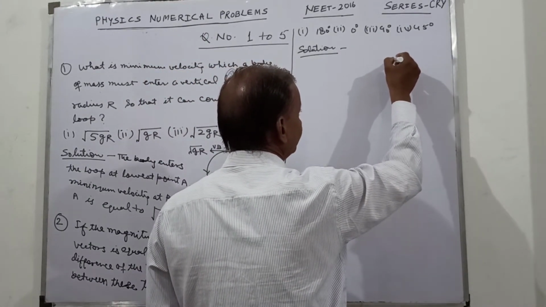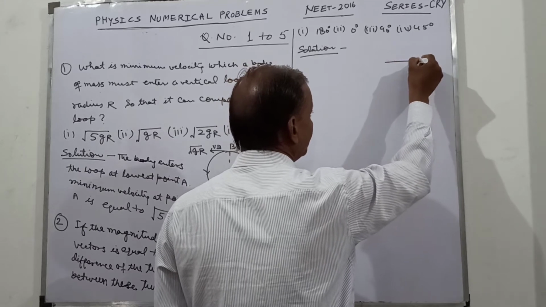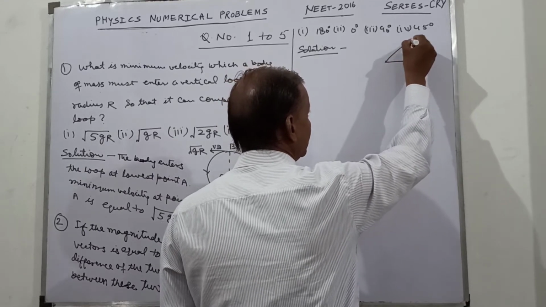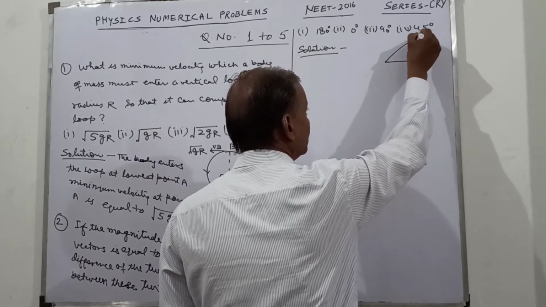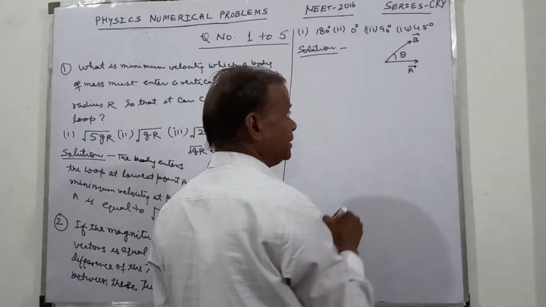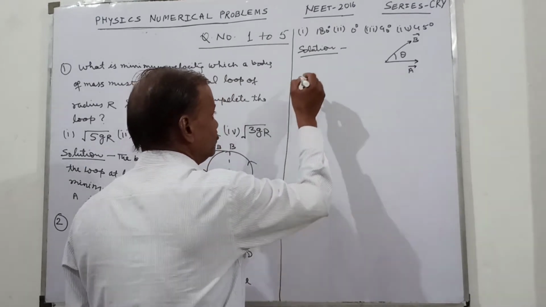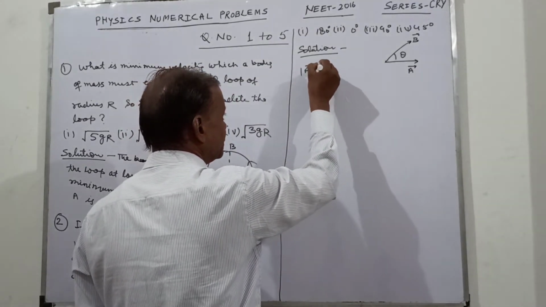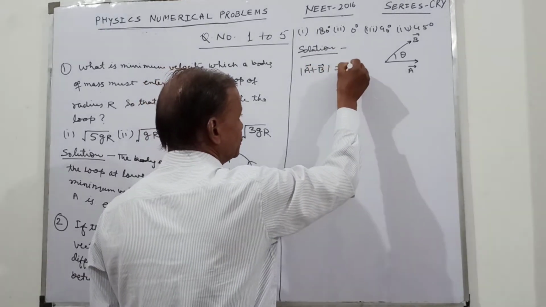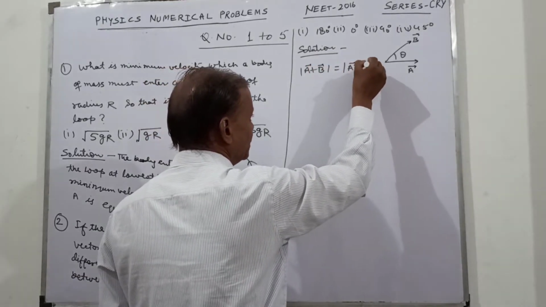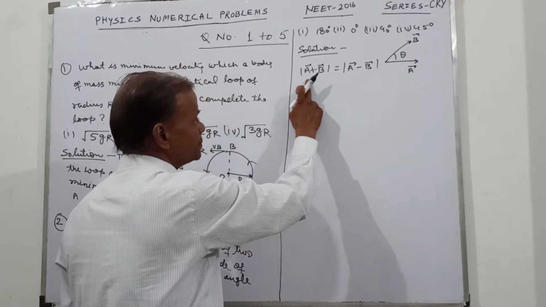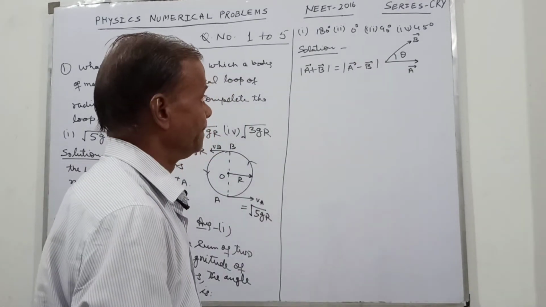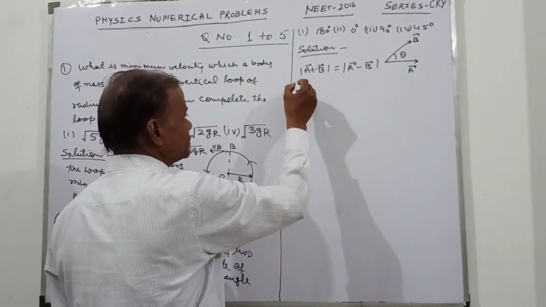You are given this vector A and this vector B. This is the angle theta. So what is given? That the magnitude of A plus B is equal to the magnitude of A minus B. The sum of the two vectors is equal to the difference of the same two vectors.